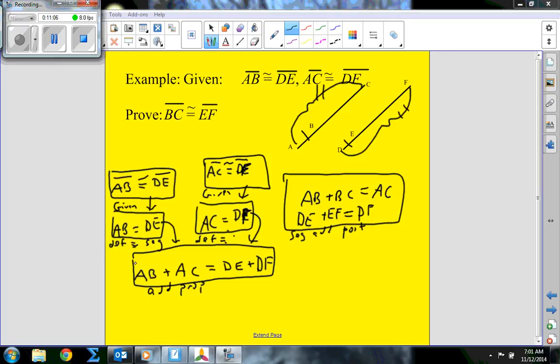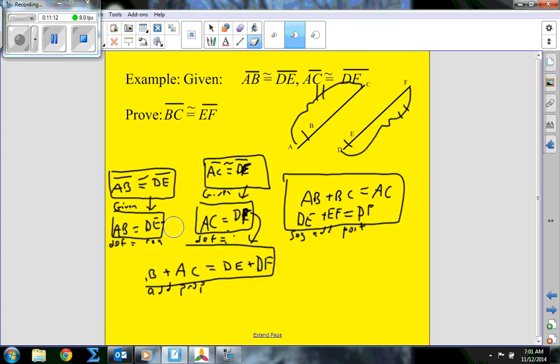What I wrote here was true. It just turns out it's not necessary. I don't need that. So I'm going to erase this addition property. And hopefully you're all doing your math in pencil just like I am. Erase that part. Okay.